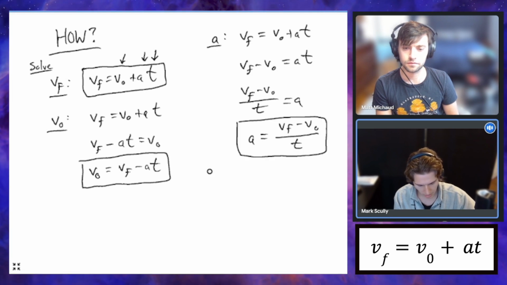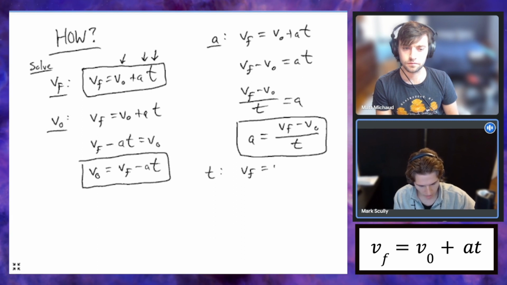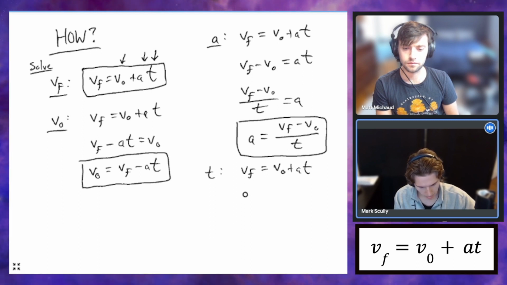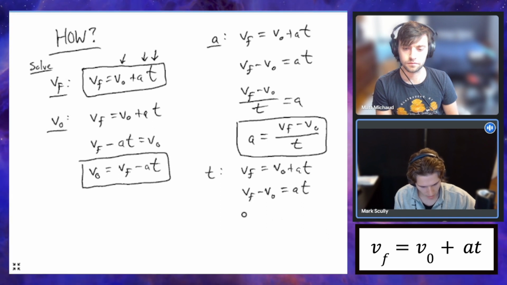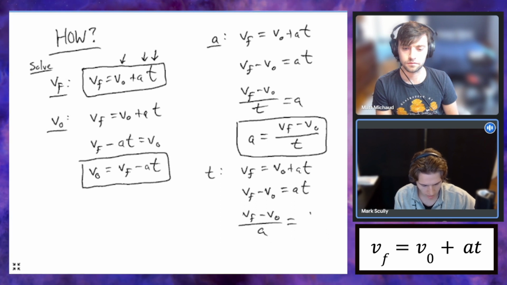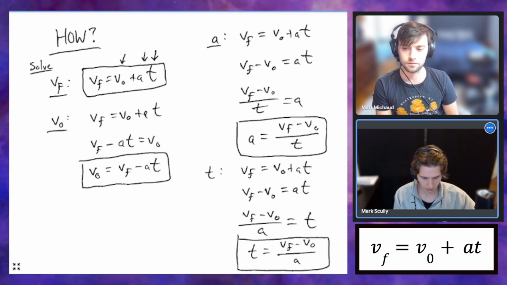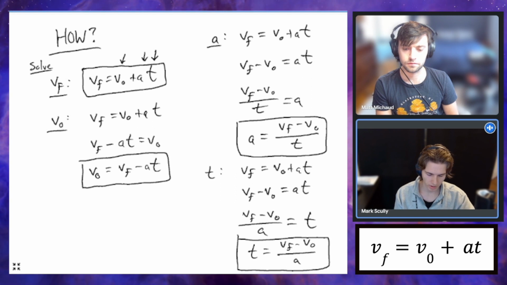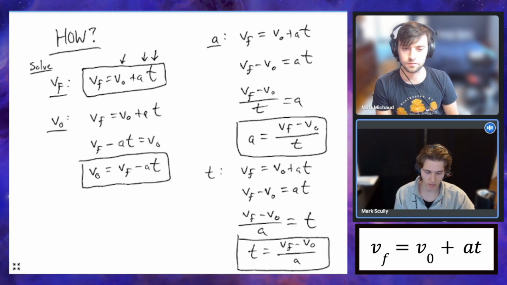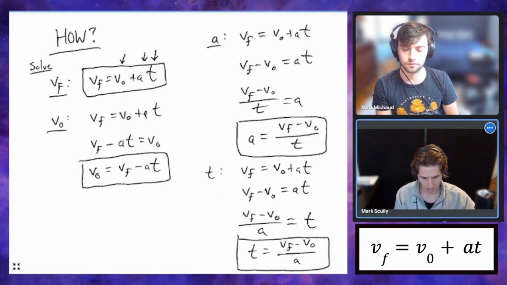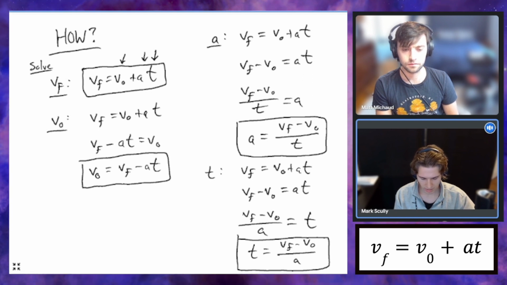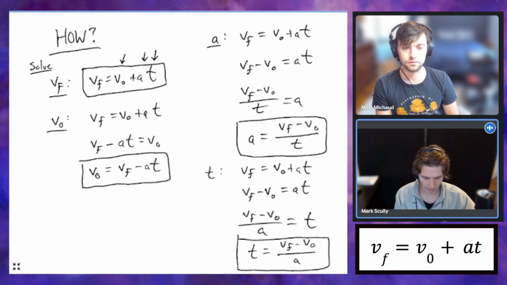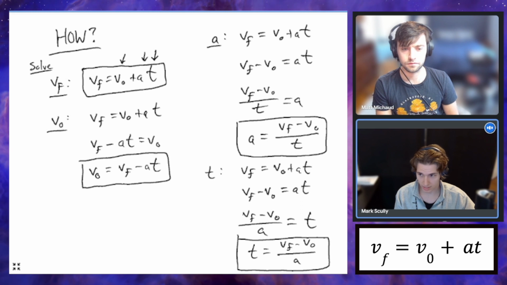Last but not least, we want to solve for time. We start with our initial equation. Now we want to subtract v initial from both sides, and we're going to divide both sides by the acceleration to isolate our time. And this is how we solve for each individual variable of our 4 variables. We can solve for final velocity, initial velocity, acceleration, and time by doing this algebra.